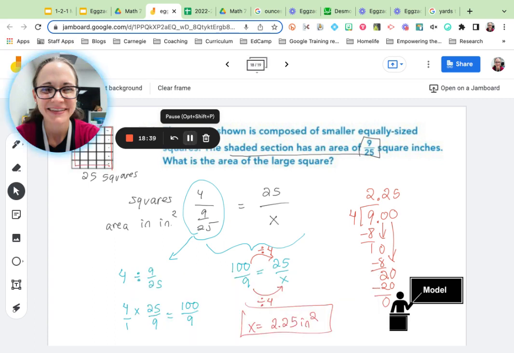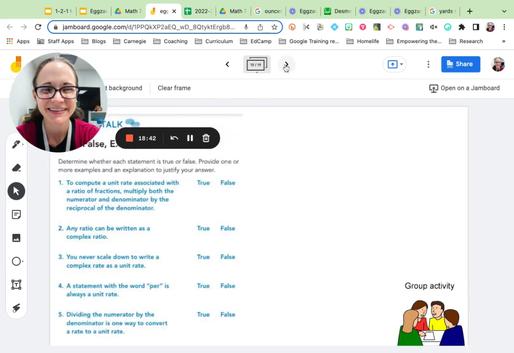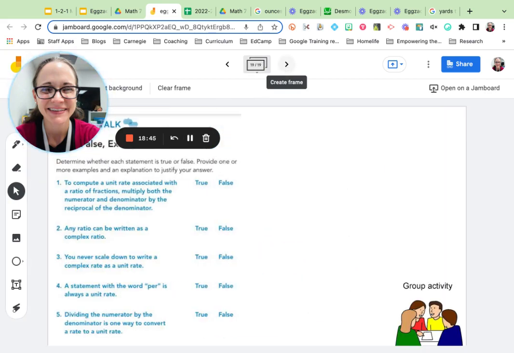That one was a little bit tricky. And if you're ready for that one, you're definitely ready for today's Talk the Talk. This is a group activity, which means I want you to do it in groups of 3 or 4. And your task for this activity is to determine whether each of these statements is true or false. You must provide 1 or more examples and an explanation to justify your answer.